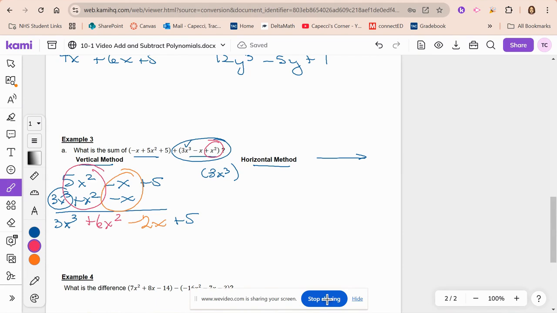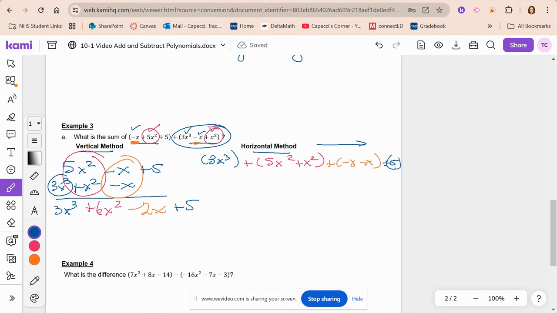Then I have x to the second and 5x squared, so again, I'm going to put an addition sign between. So I have 5x squared plus x to the second. Check and check. And now I have negative x and negative x, so I'm going to have a plus negative x minus x. And again, check and a check so I don't forget anything. And then my last thing I have is plus 5. That's the only number or constant.